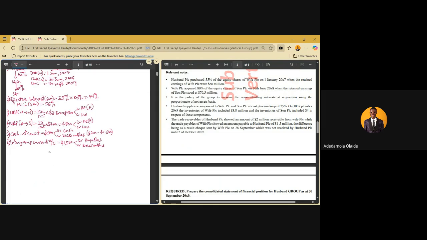Then the intra-group current account, which is the receivables and payables they are having, we said for the purpose of consolidation, we eliminate intra-group current account, and that will be 1.5 million. We'll debit that to accounts payable and credit it to receivables so as to cancel it from both sides. Do we understand? Yes, sir. Any question?